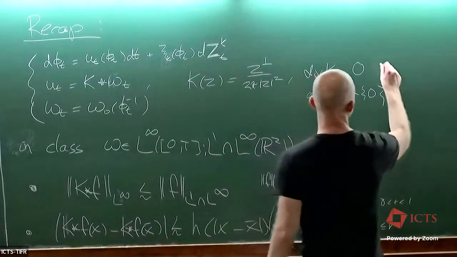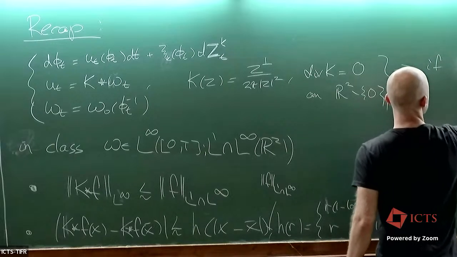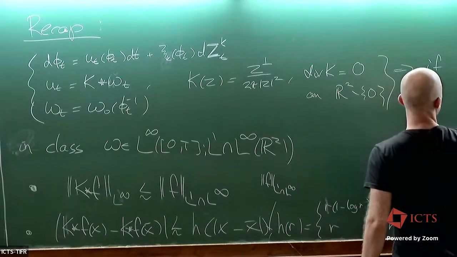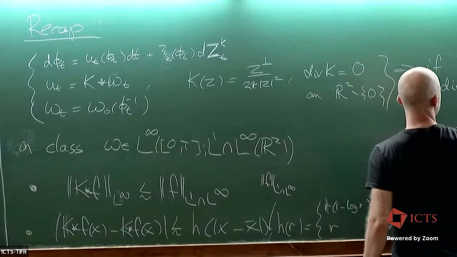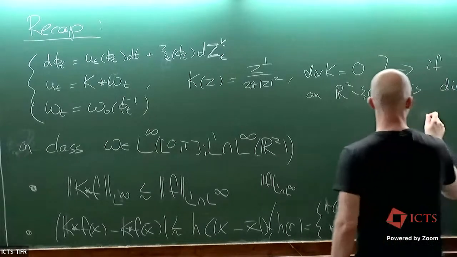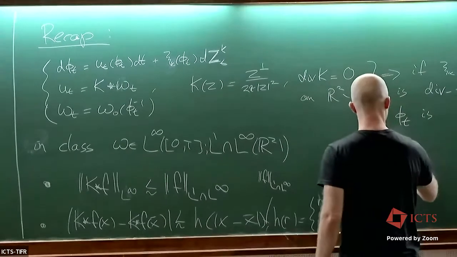So if psi k is divergence-free, phi t is volume preserving.